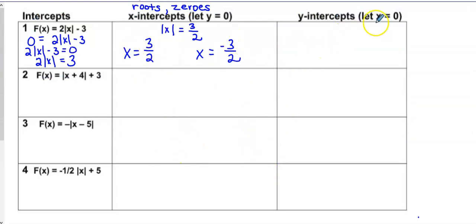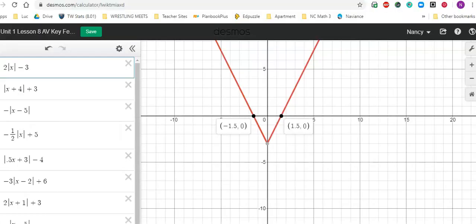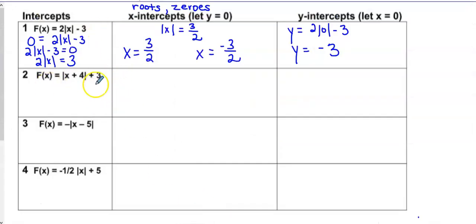Y-intercepts: let x equals 0. So we'd set this up. Y equals 2 times the absolute value of 0 minus 3. And then just do the math. Y equals 2 times 0 is 0, minus 3 is negative 3. Well, I still have it graphed over here. Y-intercept is at negative 3. So that was correct.